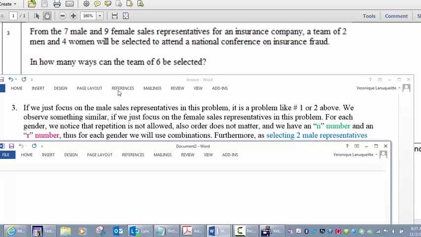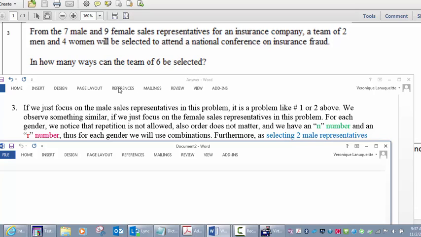So for each gender, we notice that repetition is not allowed. If I say, okay, Joe Smith, you're going there, I'm not going to call him a second time. And also, we notice that order does not matter. If I say Joe, Bob, Mary, let's go, or Bob, Joe, Mary, let's go to the conference, it doesn't matter the order in which you say the names and you select the people.